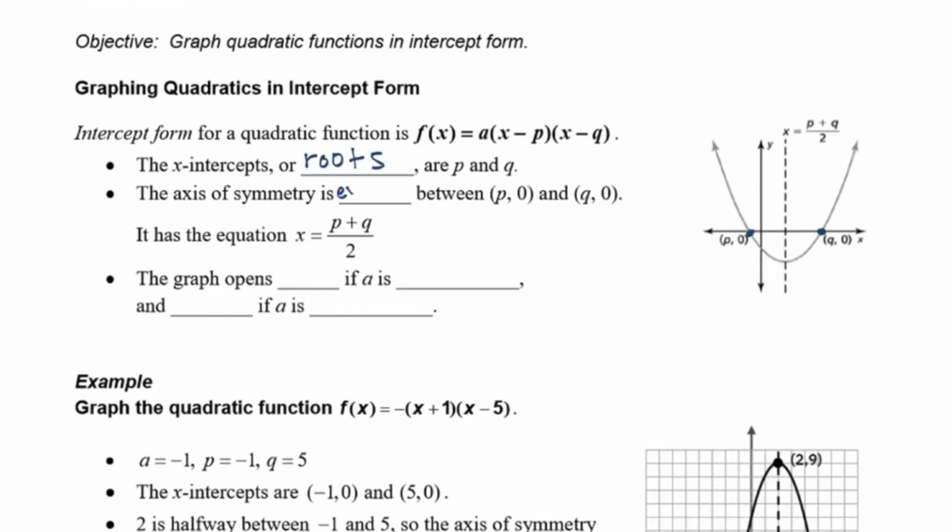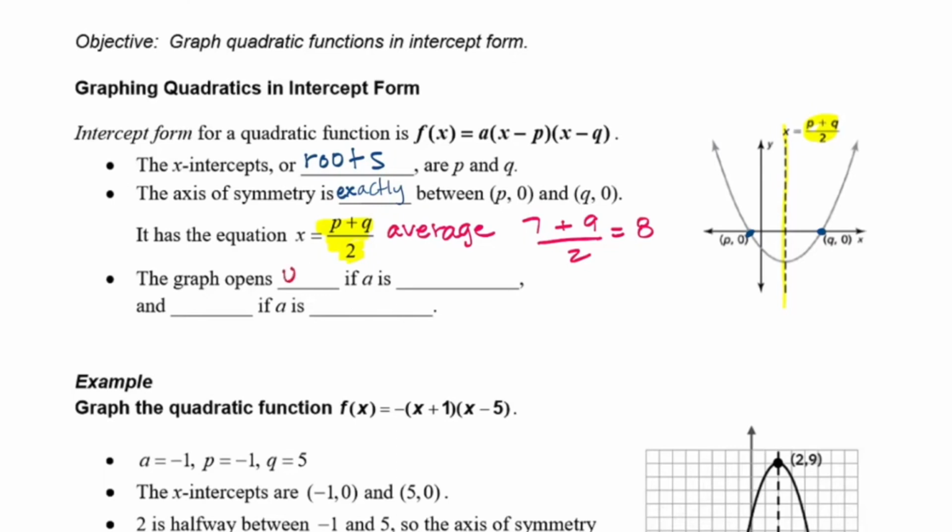The axis of symmetry is going to be exactly in between these 2 points, p comma 0 and q comma 0. And the equation for this, since it's the average, when we find the average of two numbers, we add them and we divide by 2. So if I had the two numbers 7 and 9, if I were going to find a number right in between, I'd add 7 plus 9, which is 16, divide by 2, that gives me 8. 8 is right in between 7 and 9.